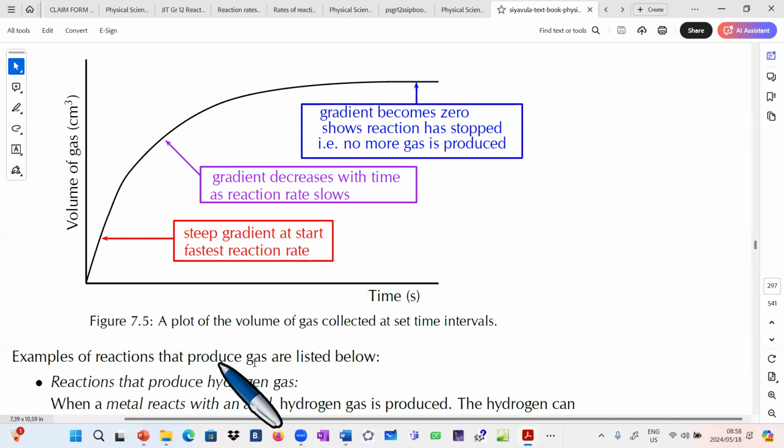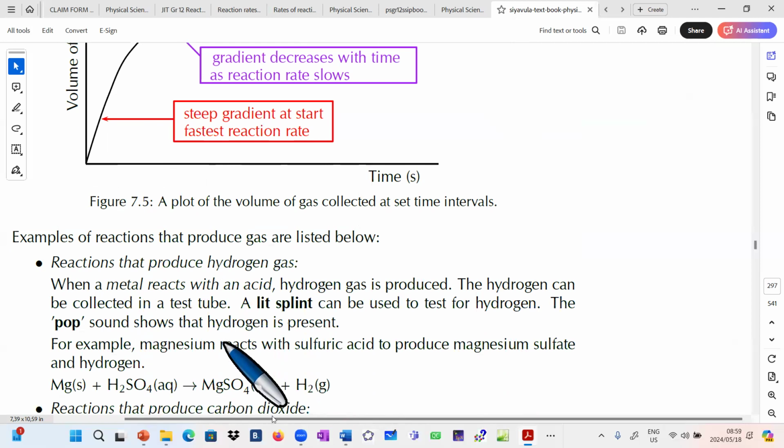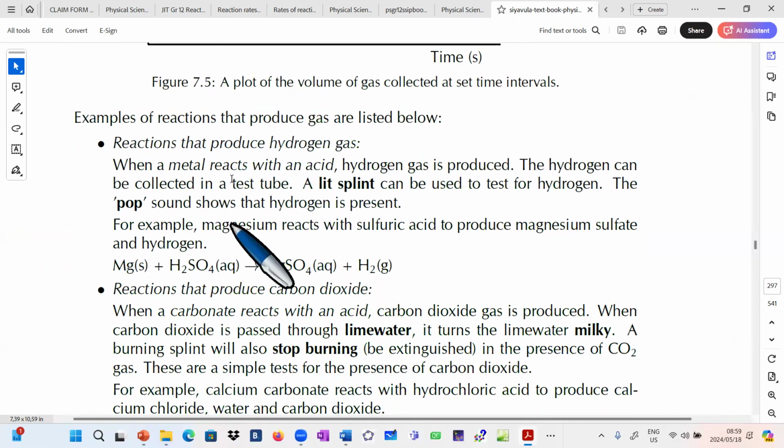Now, a plot of the volume of gas collected at set time intervals. According to the volume that is pushing the plunger out, we're able to plot this graph here, and this is used to determine the reaction rate. Examples of reactions that produce gas are listed below.